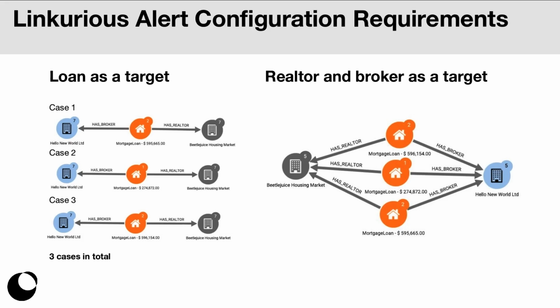Now, let's apply what we explained on a money laundering use case. We have here a database that includes 3 loans that are all related to the same broker and realtor. Choosing the loan itself as a target will create 3 separate cases with the loan, the realtor, and the broker. We can see that to the left. If we choose the realtor and the broker companies as target, both of them, we can see that instead of investigating three separate cases, we'll have to investigate only one. We can see it to the right.